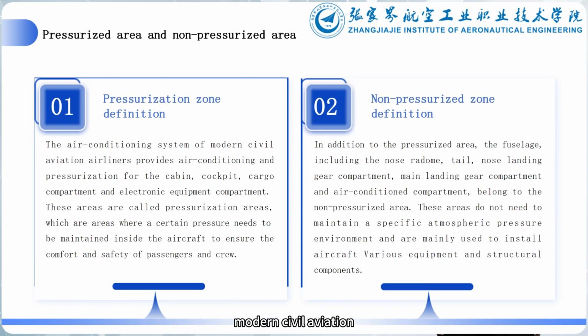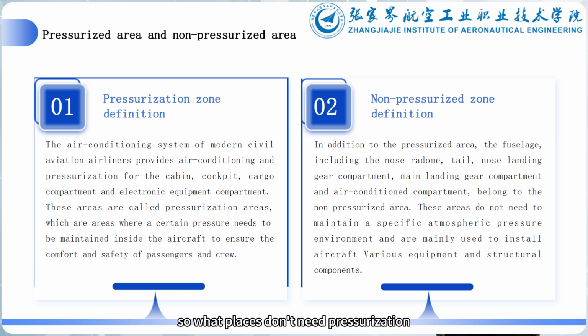Modern civil aviation airliners have a very important system, an air conditioning system. It not only regulates the temperature, but more importantly, provides pressurization to specific areas on the aircraft. These pressurized areas include the cabin, where our passengers are located, the cockpit, the cargo compartment, where baggage cargo is stored, and the electronic equipment compartment, where key electronic equipment is stored.